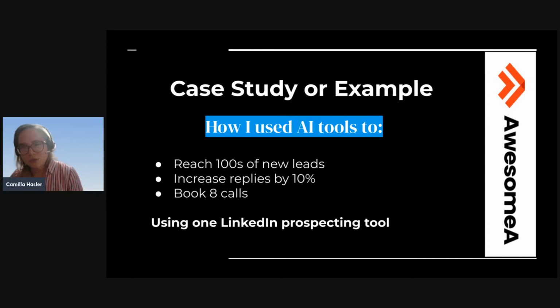So next, you really want to create a case study or an example on how you used AI tools to reach hundreds of new leads online. You want to increase your reply rates by 10% or more. And let's say you want to set a target for the number of sales calls you want to book as well. Because again, you always need to have an objective with your outreach, whether that is that someone signs up to your mailing list, to an event you're hosting, or even that someone joins for a sales call.